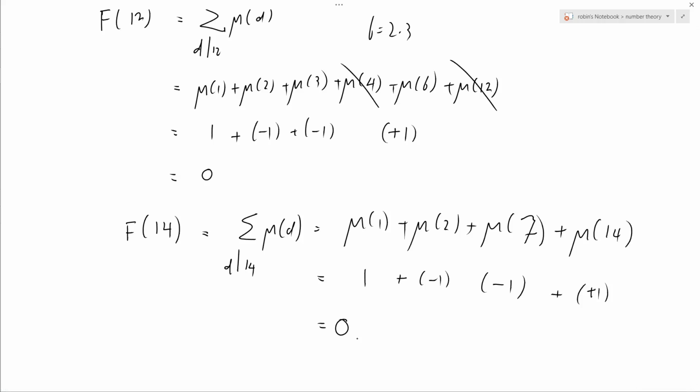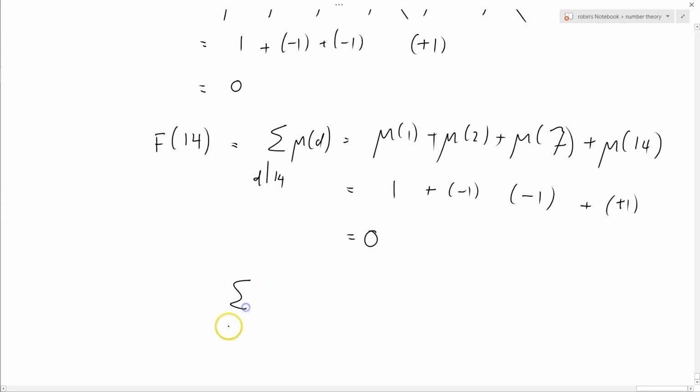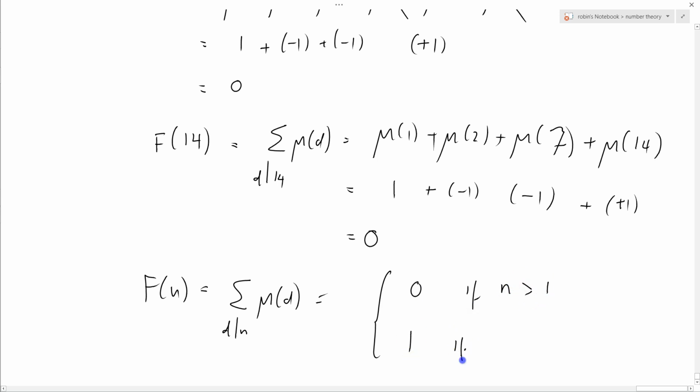Well, as it turns out, if f of n equals the sum over d divides n of the Mobius function of d, then it equals 0 if n is greater than 1, I'm sorry, and 1 if n equals 1. Made a muck of that, didn't I? Let's write that out again. It turns out that f of n equals 0 if n is greater than 1, and 1 if n equals 1. I'm going to prove that.